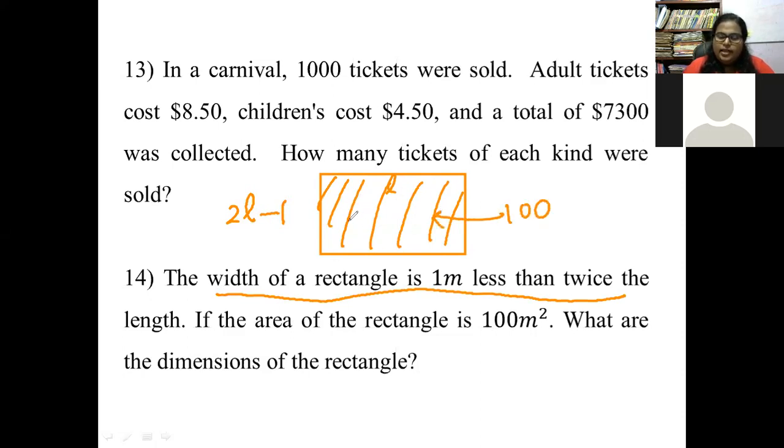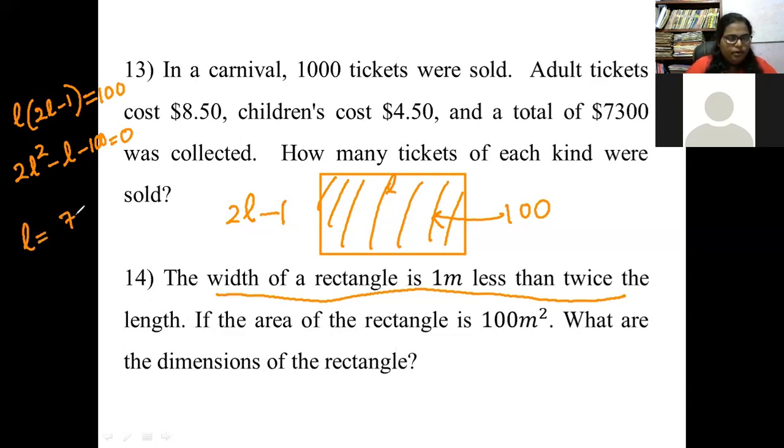So the area of a rectangle can be taken by the multiplication of width and the length. So L into 2L minus 1 should be equal to 100 here. So by solving this quadratic equation, we can take 2L squared minus L minus 100 equals 0. And when you are solving this equation, you can take two L values here. One is 7.33 and the other L value is minus 6.82.